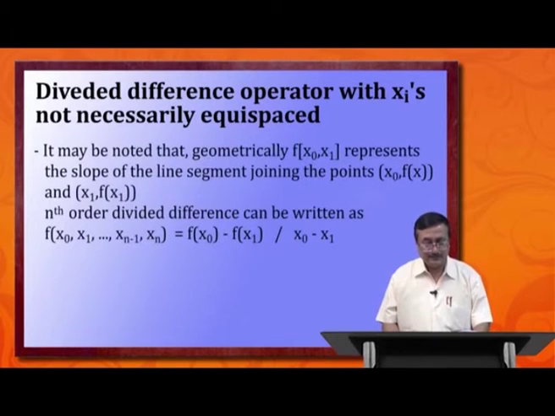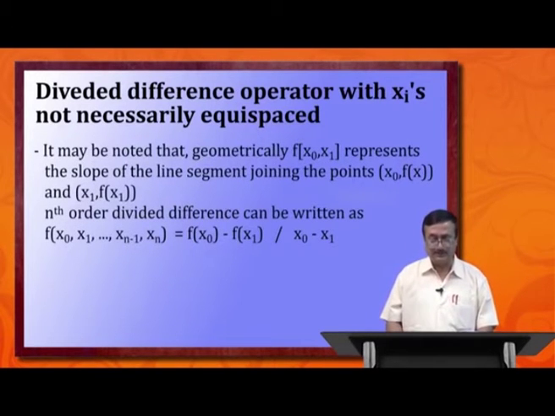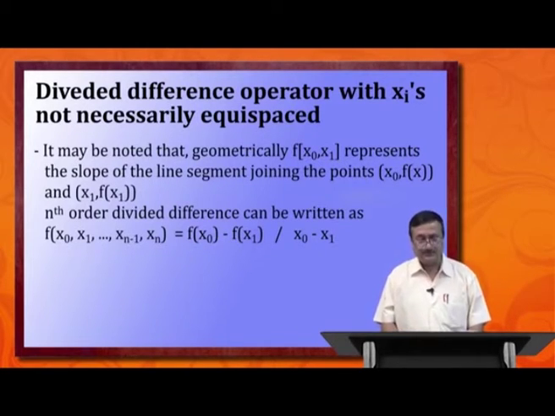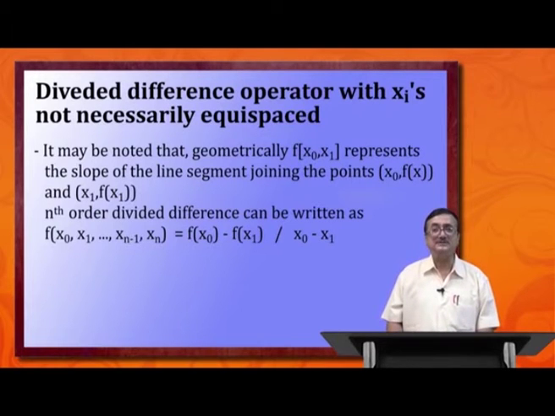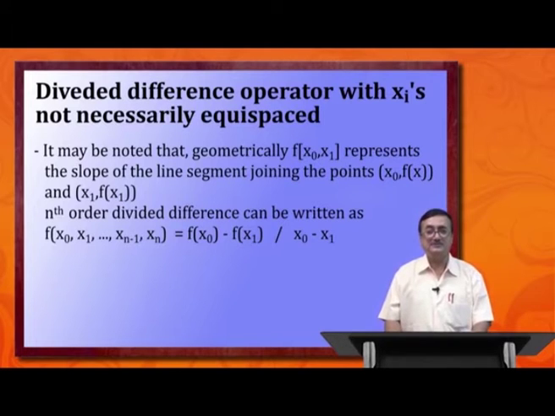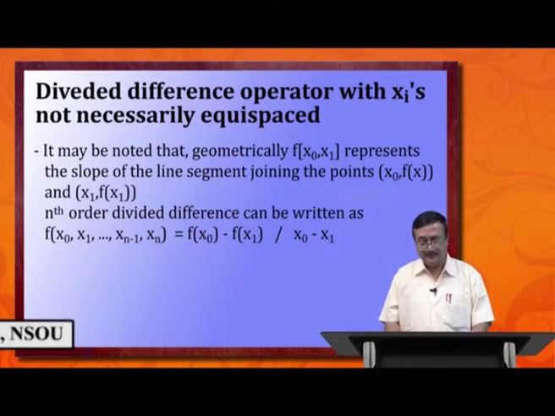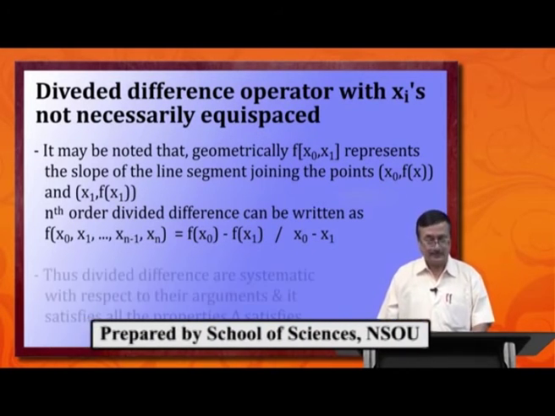It may be noted that geometrically f of x0 x1 represents the slope of the line segment joining the points x0, fx0 and x1, fx1. The nth order difference can also be written in the summation notation. Let us move to this point, the summation notation which is written here, noting that f of x0 x1 is equal to fx0 by x0 minus x1 plus fx1 by x1 minus x0.